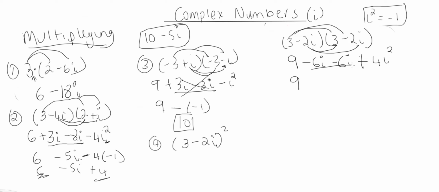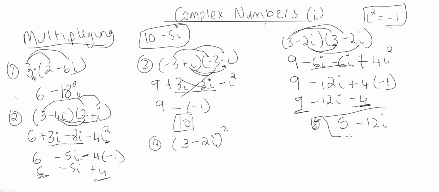Combine your like terms. This does not cancel out. Negative 6 minus 6 is negative 12i. Plus 4 times negative 1. 4 times negative 1 is negative 4. And finally, combine the 9 and the 4. 9 minus 4 is 5. And that becomes my final answer. So that is how we multiply complex numbers.